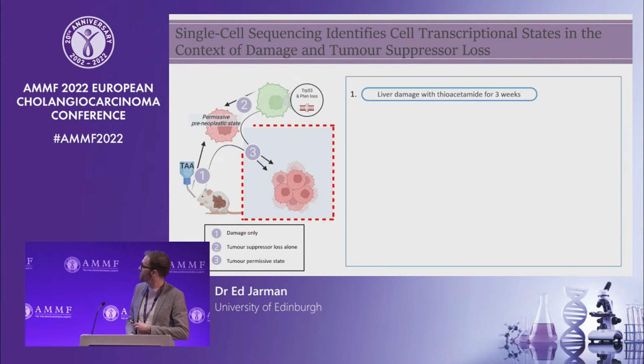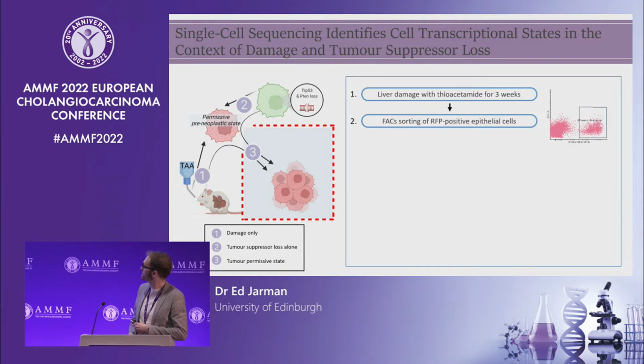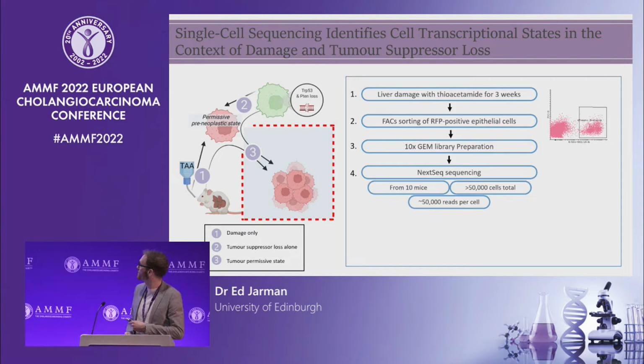So when I say tumour permissive state, this is what I mean, this co-occurrence of damage and tumour suppressor loss. And what we've done is we've treated these animals for 3 weeks with the thioacetamide. We've FACS sorted out the RFP positive cholangiocytes. So an important part of this experiment is it's specifically on the biliary epithelial cells in these tumours, or the keratin 19 expressing cells in these tumours.